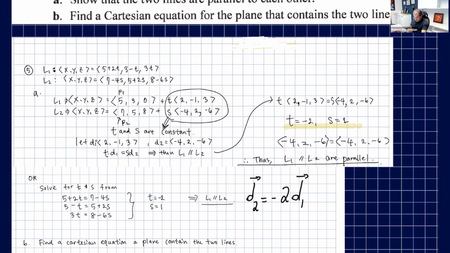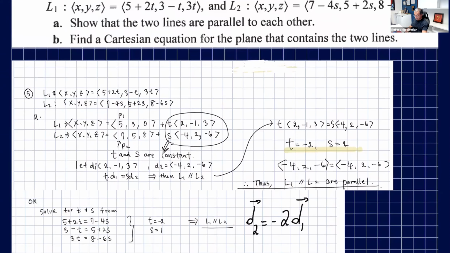Here is how you can solve the system, or you can write the symmetric equations of the lines, and then you can find the direction vectors. Then you can see one of them is a scalar multiple of the other one. And I did that for a homework problem the other way, so you can double check.